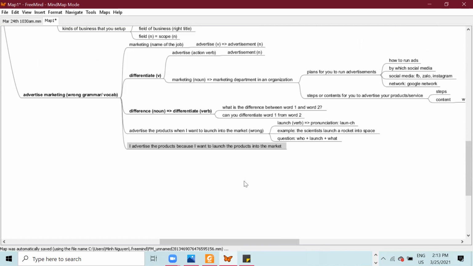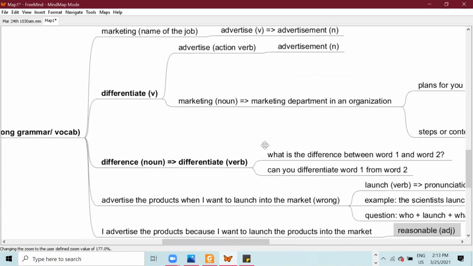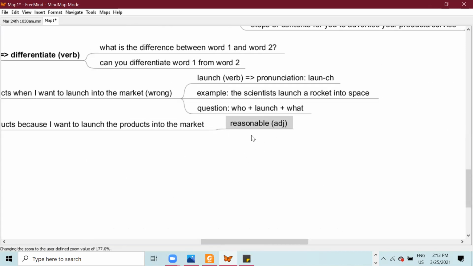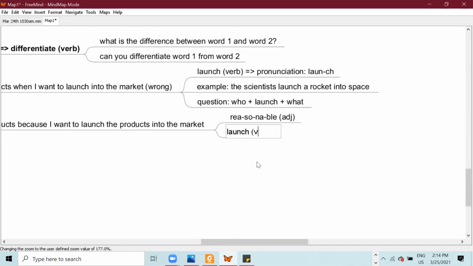I think in this sentence we need to replace the word launch with release. I think release is reasonable for this sentence. Release the product. We don't have the word reasonable written that way. This is the way you write the word, reasonable. No, this is wrong. This word is pronounced reasonable.